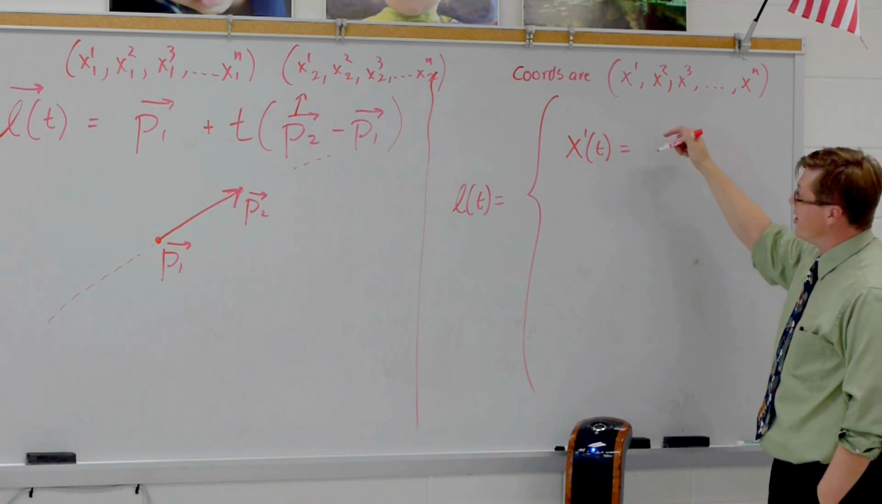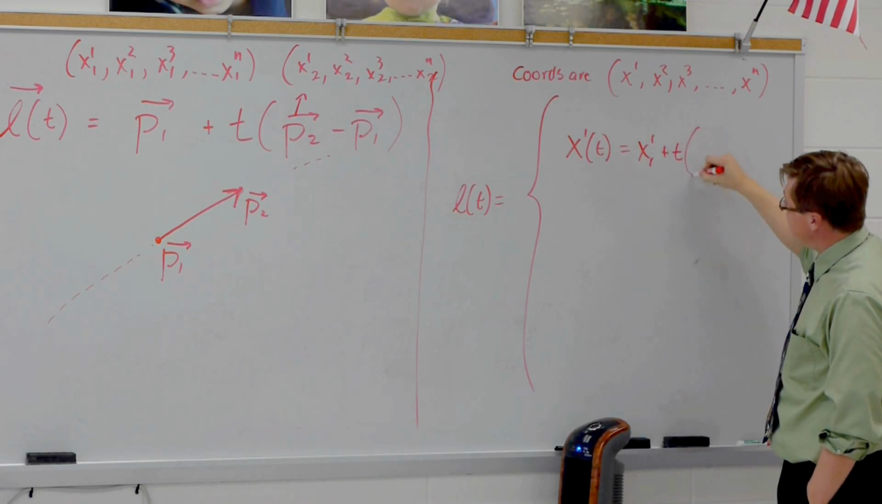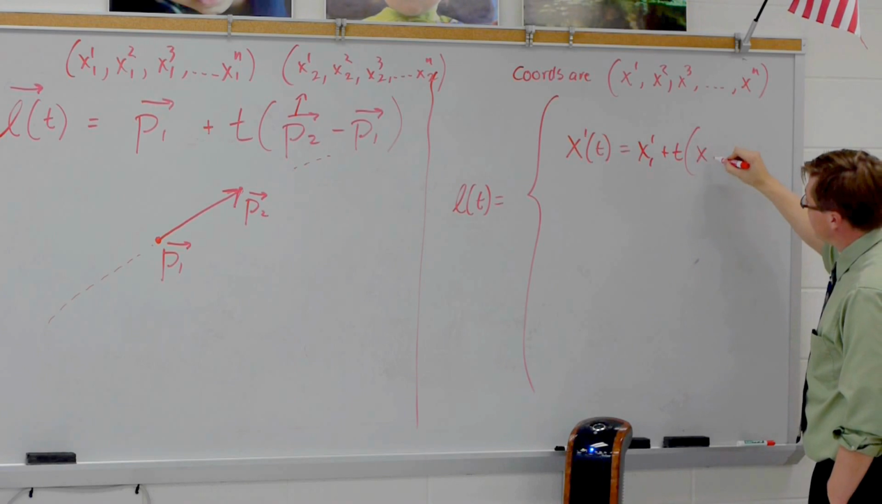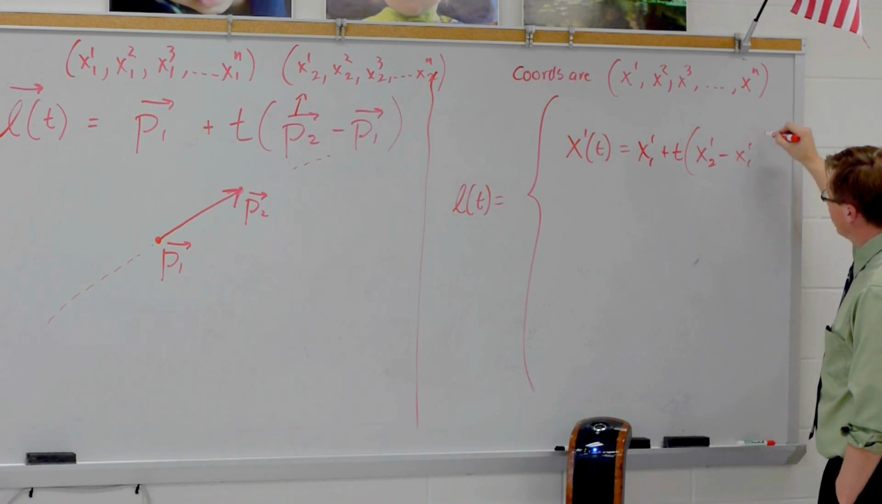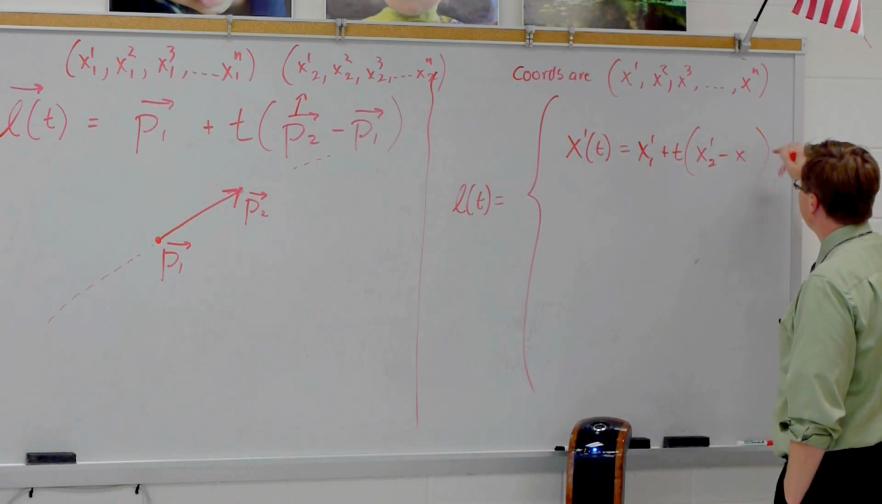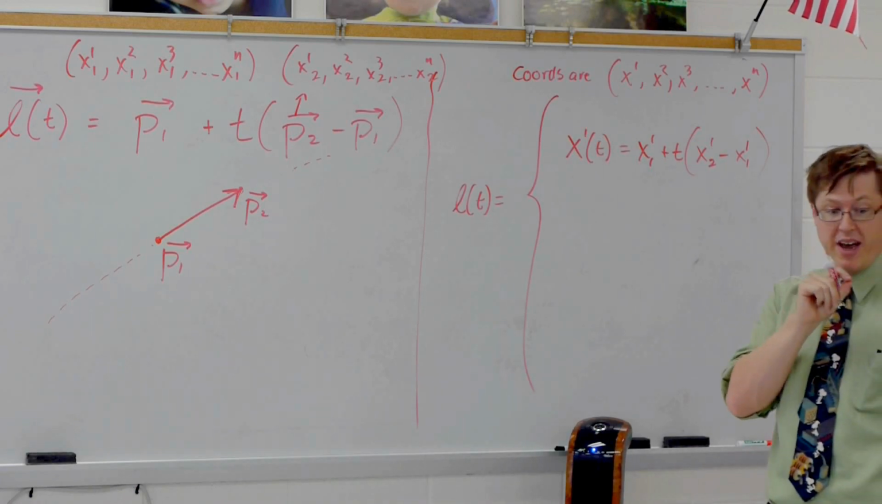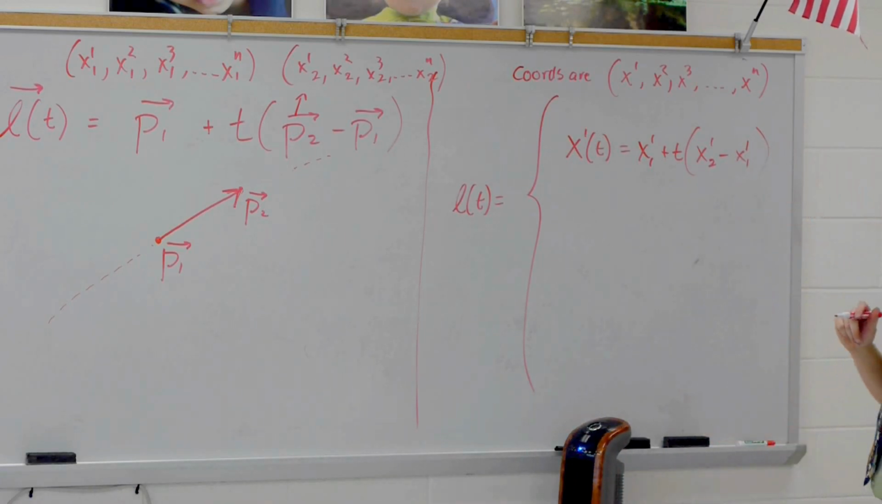So my x1 coordinate is going to be the first point over there, which is x11 plus t times x21 minus x11. Wait, so x1 of t is like f of x? Yes, x1 of t is like f of x. What are those little letters on the last ones? The subscript is the point. I have 2 points. First point and second point.